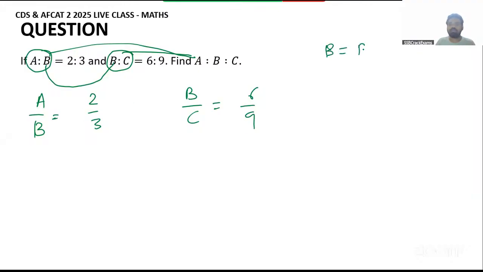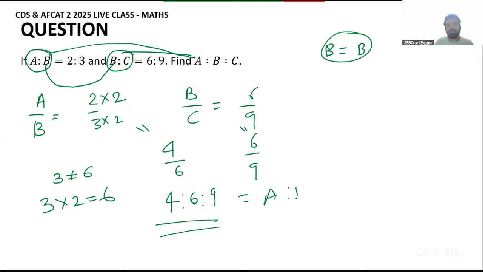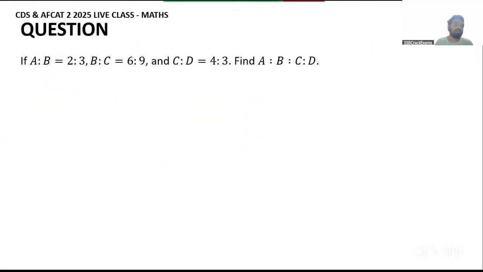We know that B is equal to B, but here it is not equal. We know that 3 is not equal to 6. So we have to make 3 equal to 6. Then how can we do that? Multiply 3 by 2, then it will be equal to 6. So here you can multiply 3 by 2. Then the numerator also you have to multiply by 2. So it will be 4 upon 6 and this will be 6 upon 9. Okay, so now your B is equal. Now you can take 4 ratio 6 ratio 9. This is the answer. So this is equal to A ratio B ratio C. Next question.